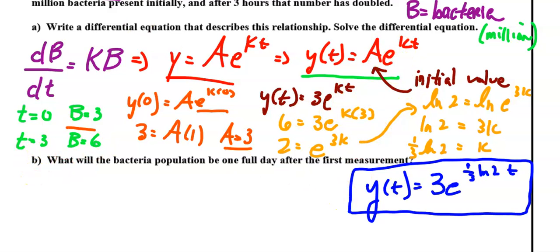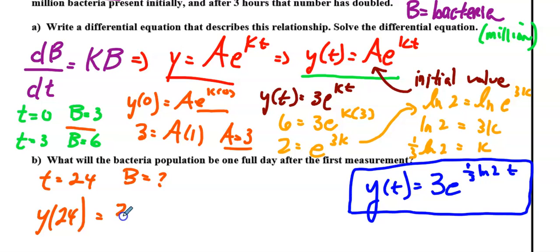And then the second part of this problem is simply asking us what the bacteria population will be one full day after the first measurement. So what is our bacteria when our time is equal to 24? So y of 24 would be equal to 3e to the 1/3 natural log of 2 times 24.